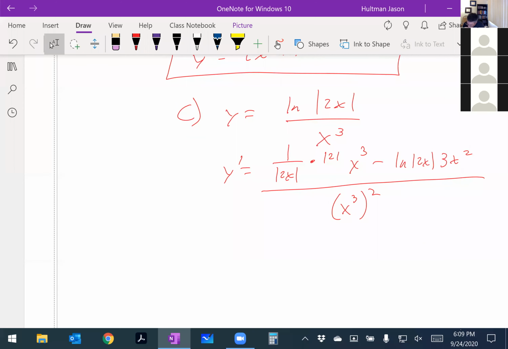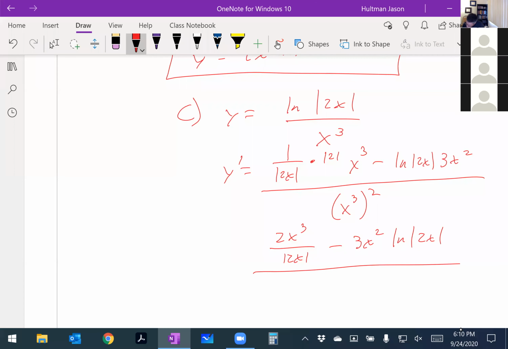Okay, so what does this become? Well, this becomes 2x cubed over absolute value of 2x minus 3x squared times the natural log of absolute value of 2x all over x to the 6th.